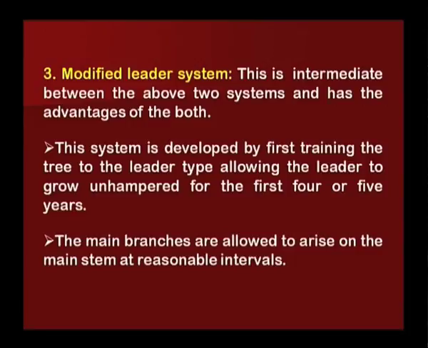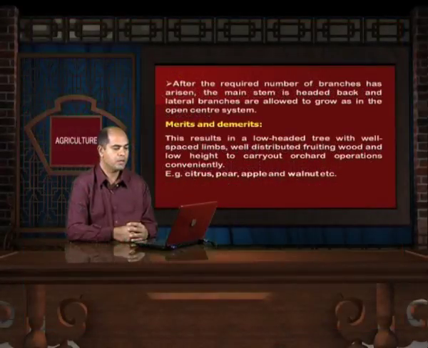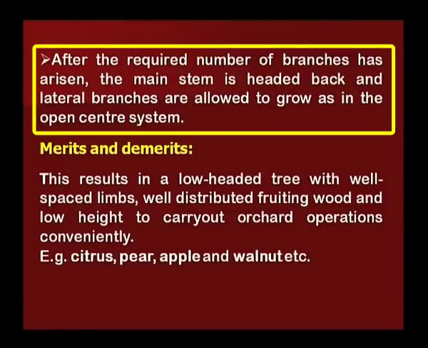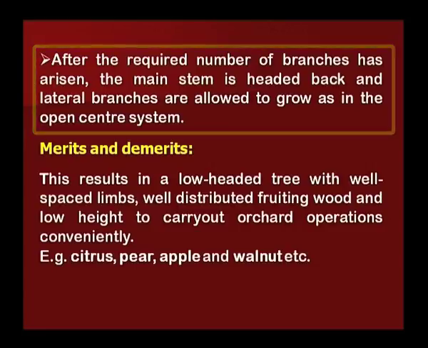The main branches are allowed to arise on the main stem at reasonable intervals. After the required number of branches has arisen, the main stem is headed back and lateral branches are allowed to grow as in the open center system.